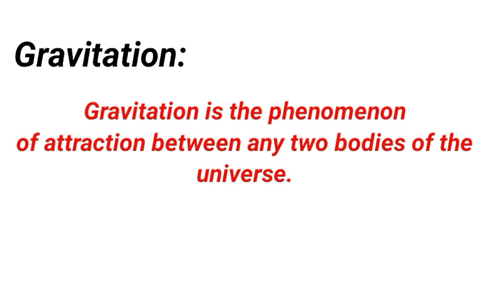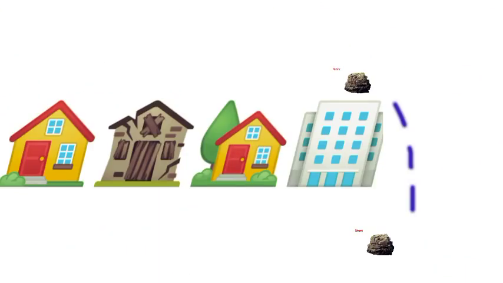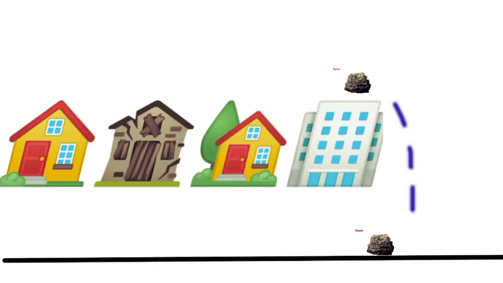For example, if we release a stone from a height, it accelerates towards the surface of the earth. Assume the height is a building. From the top of the building, if we release a small stone, it hits the ground. It accelerates towards the surface of the earth. This means the force which pulls the object towards the center of the earth is known as the gravitational force of the earth.